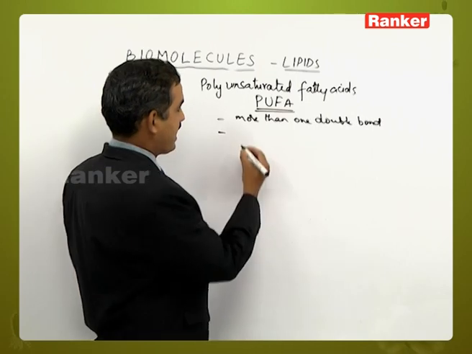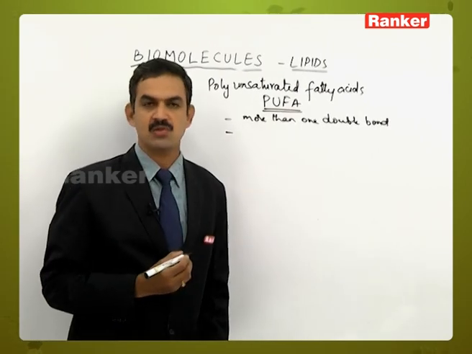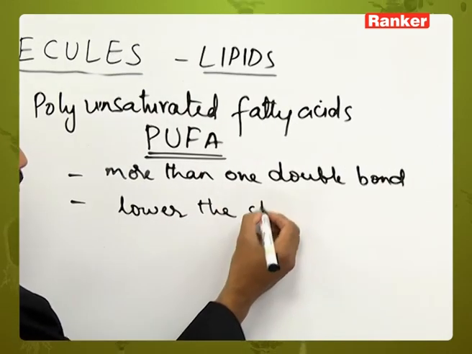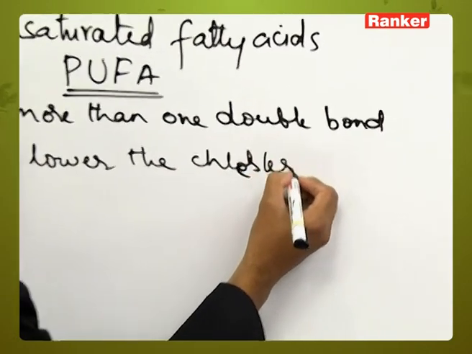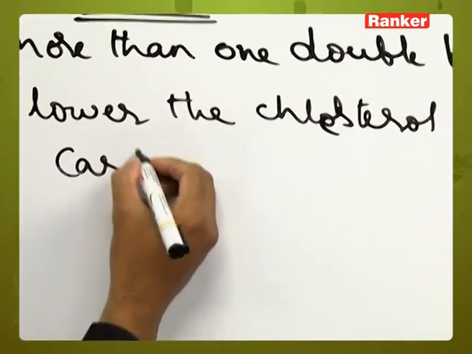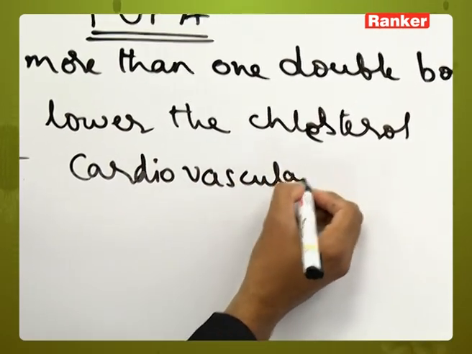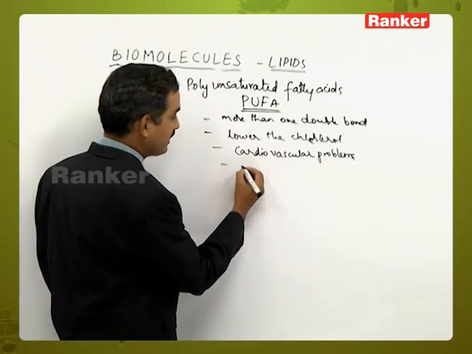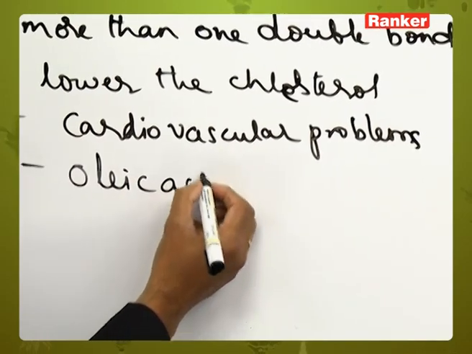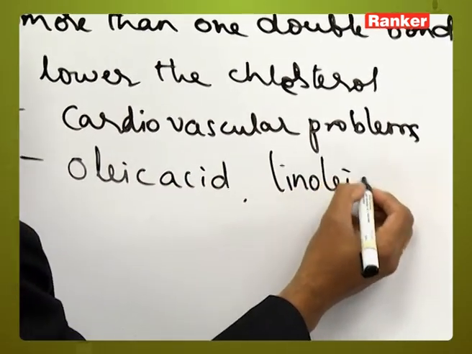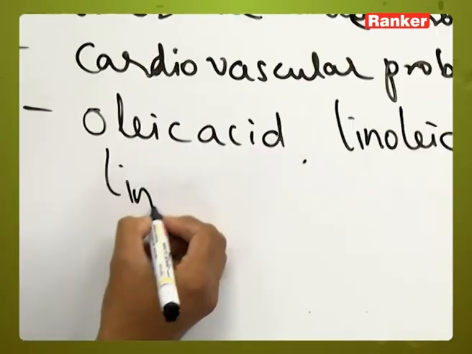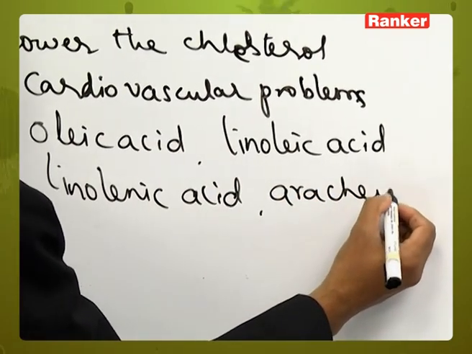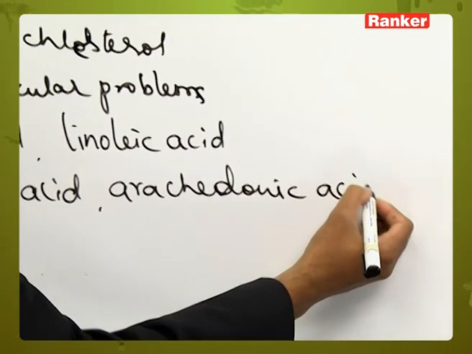So polyunsaturated fatty acids are recommended by physicians for the maintenance of health of human beings, because they will lower the cholesterol in the blood and also cardiovascular problems. And these are mostly seen in examples like oleic acid, linoleic acid, linolenic acid, and arachidonic acid. So already we had discussed all these four.